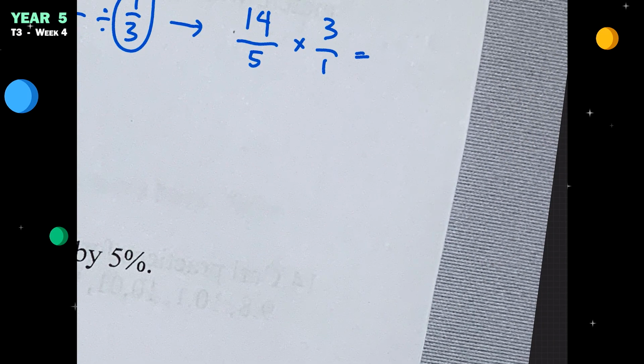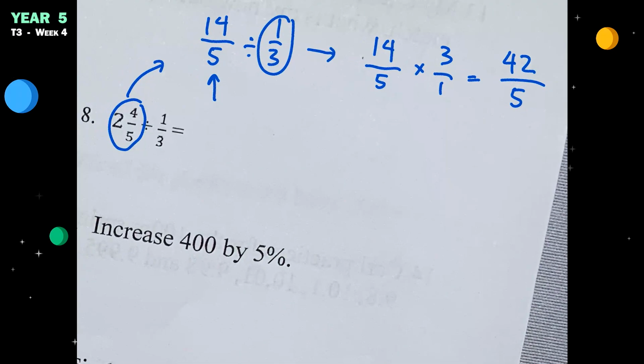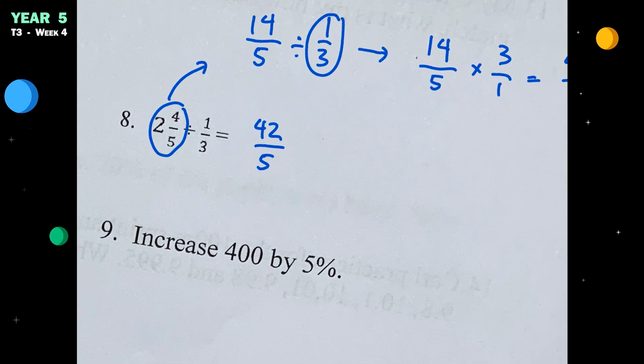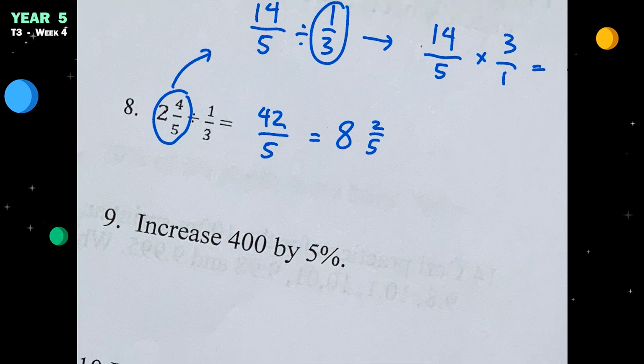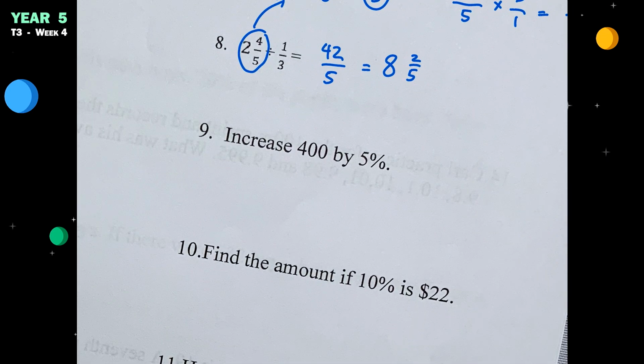So 3 times 14 is 42, over 5 times 1 is 5. Okay, so the answer is 42 over 5. Now, we change this back into a mixed numeral. How many 5s in 40? The answer is 8, and remainder 2 on 5. So 8 and 2/5.